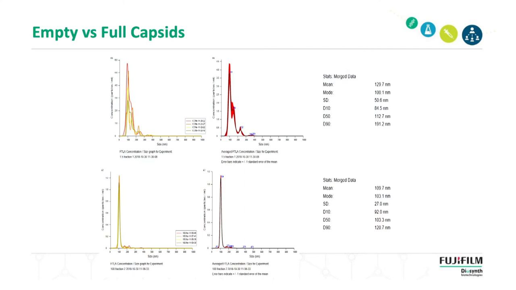DLS also works. So the light scatter, just as it worked for determining the amount, also can help us with the filled versus empty ratio. So at the top we have a mixture of filled and empty. On the left hand side it's individual runs, and on the right hand side it's the kind of average at the top, just to give you the trend that you see. And you can see there's a main peak and then a secondary peak, and when we look at the purified material, you can see that you get a single peak. So you can use these various methods to look at the different attributes that we're interested in.